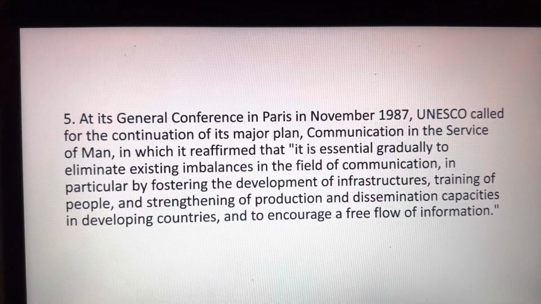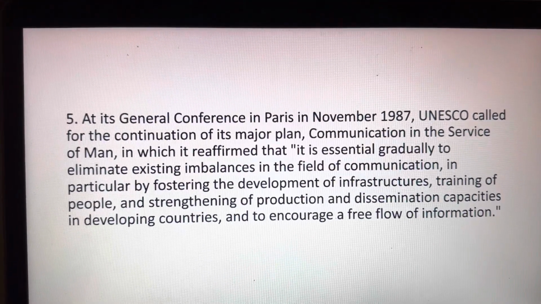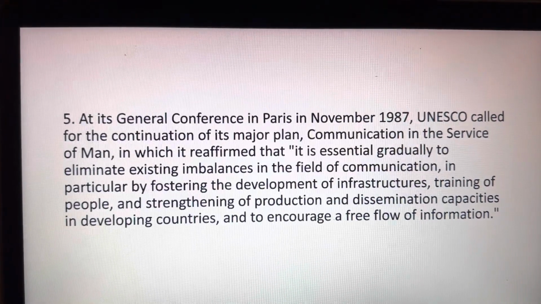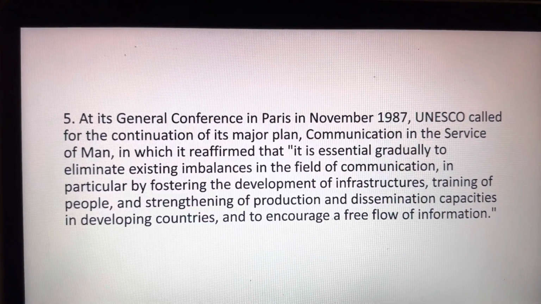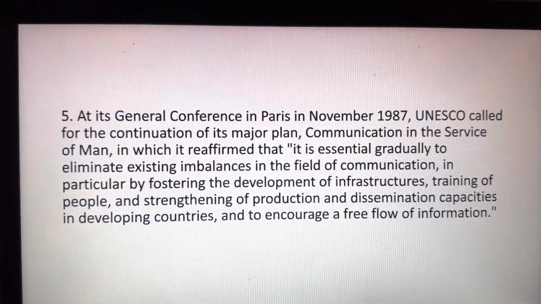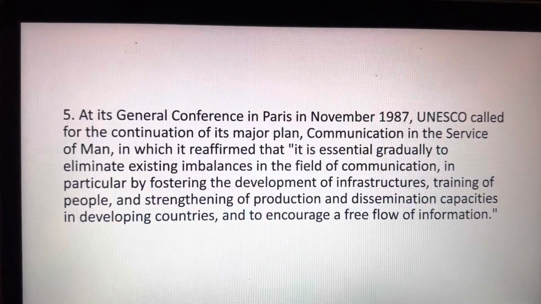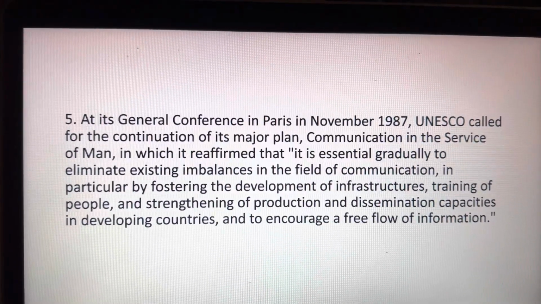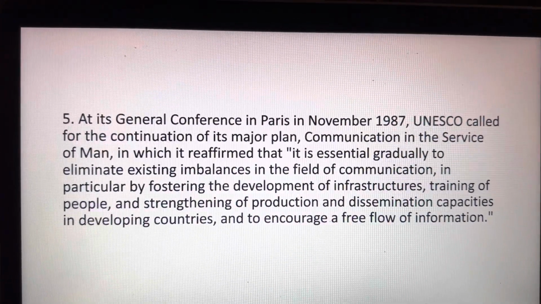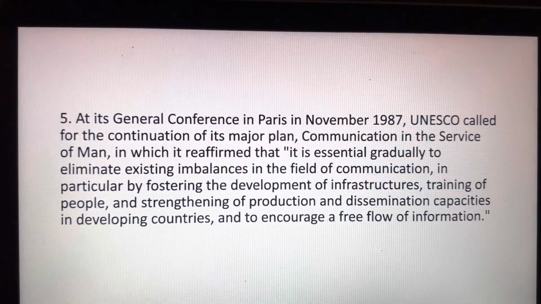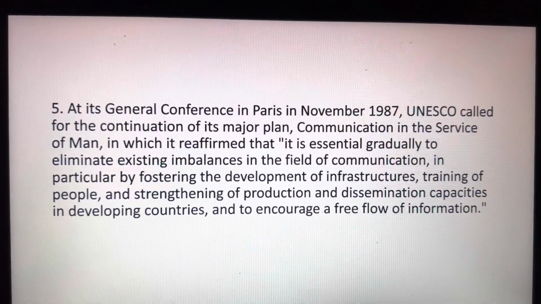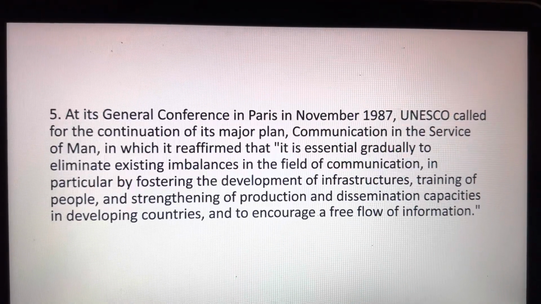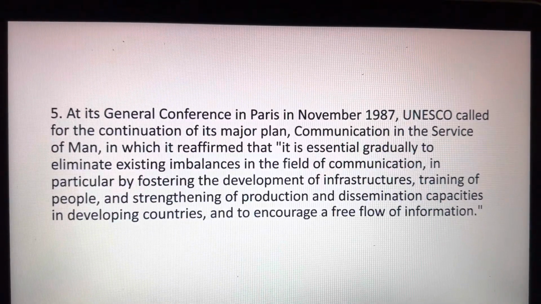At its General Conference in Paris in November 1987, UNESCO called for the continuation of its major plan, Communication in the Service of Man, in which it reaffirmed that it is essential gradually to eliminate existing imbalances in the field of communication, in particular by fostering the development of infrastructure, training of people, strengthening of production and dissemination capabilities in developing countries, and to encourage a free flow of information.